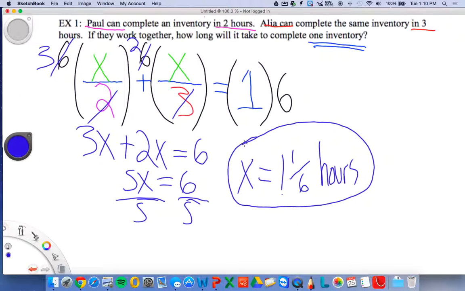Again, that is the total time that these two people working together can complete the inventory. And it makes sense because the number is less than 2, which was the smaller number, which was Paul. Work rate. There you go.